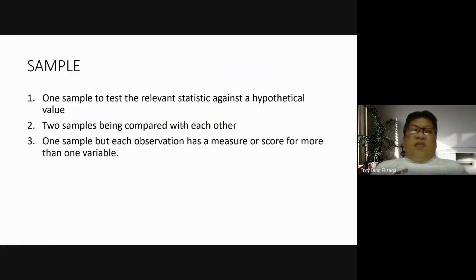The second question is about sample. You have any of these three. Either you have one sample to test the relevant statistic against a hypothetical value, so there is one sample that you're going to compare to another value. Then there are two samples being compared with each other. Or you have one sample but each observation has a measure or score for more than one variable, so you have one sample but two measurements. We'll see that later in the explanations.